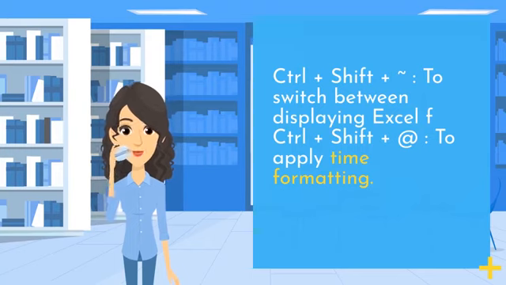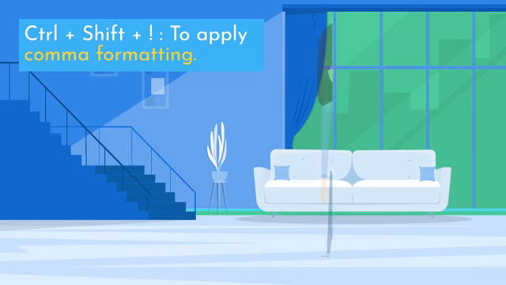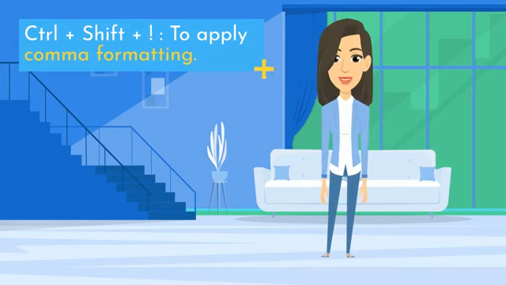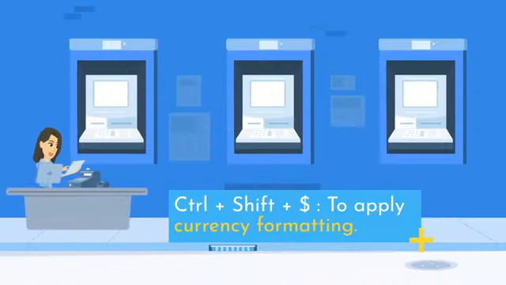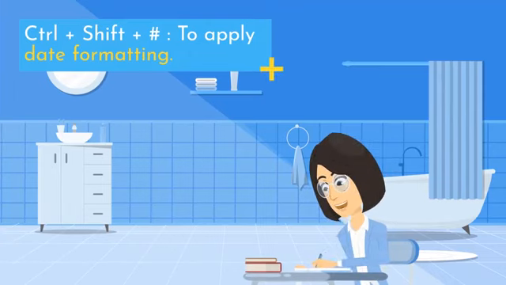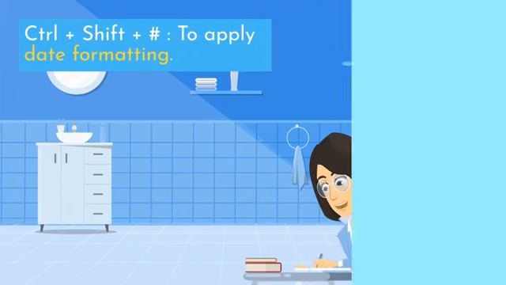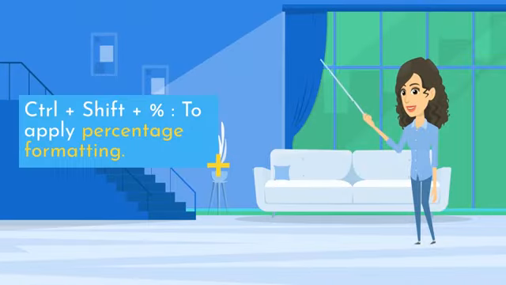Ctrl+Shift+tilde to switch between displaying Excel formulas. Ctrl+Shift+At to apply time formatting. Ctrl+Shift+exclamation mark to apply comma formatting. Ctrl+Shift+$ to apply currency formatting. Ctrl+Shift+# to apply date formatting. Ctrl+Shift+% to apply percentage formatting.